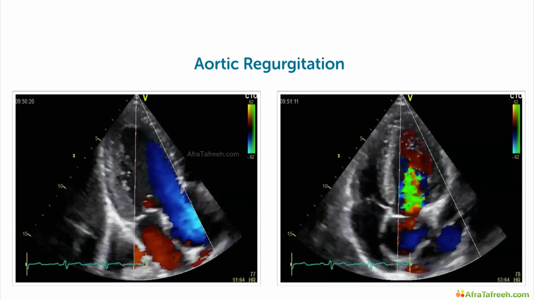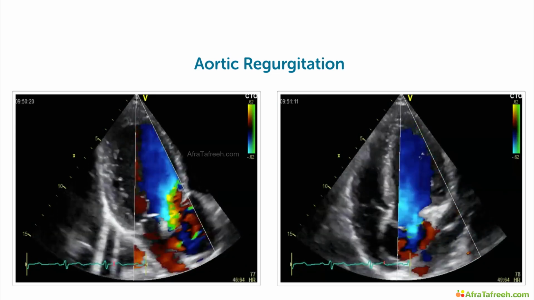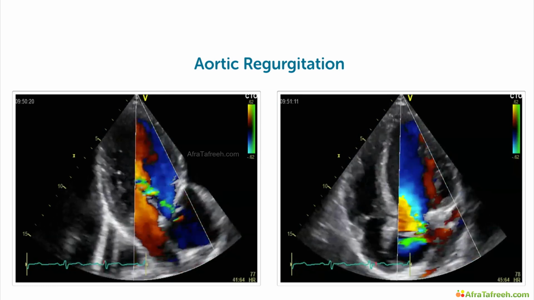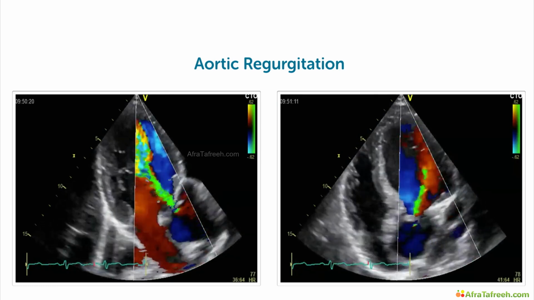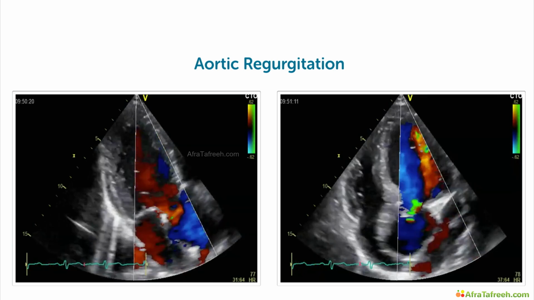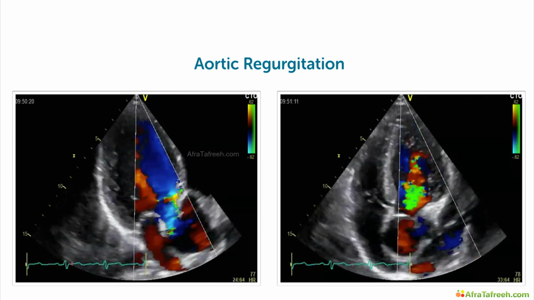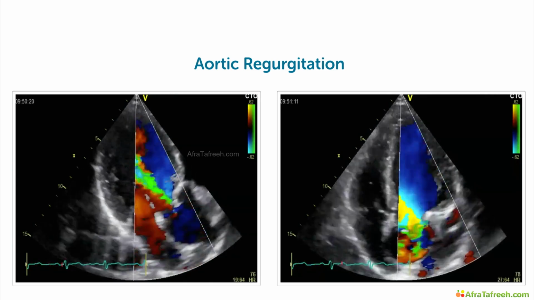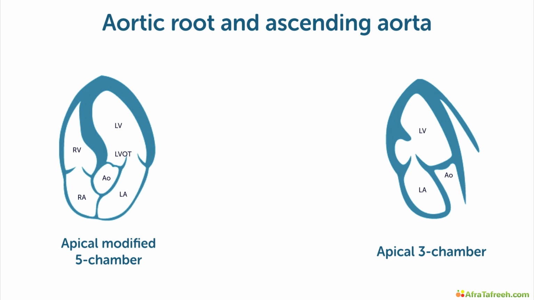And for sure, a 5-chamber view together with a 3-chamber view will be really good to assess aortic regurgitation, which is usually associated with aortic dilatation, as we said many times. So use the parasternal view together with the apical approach, 5-chamber and 3-chamber view.